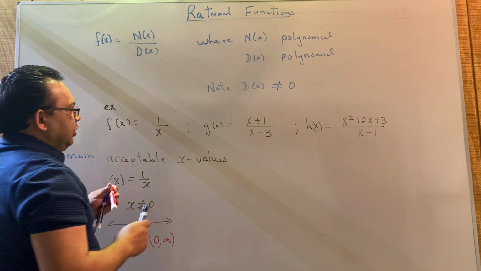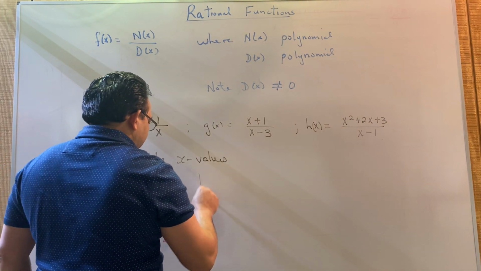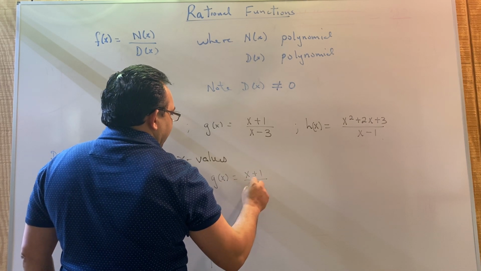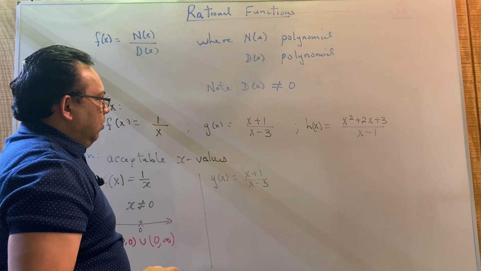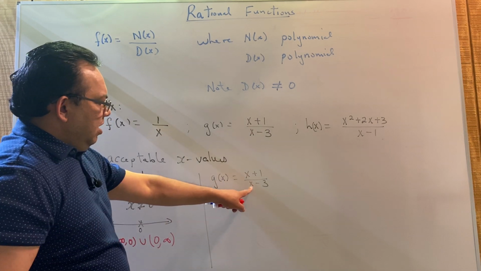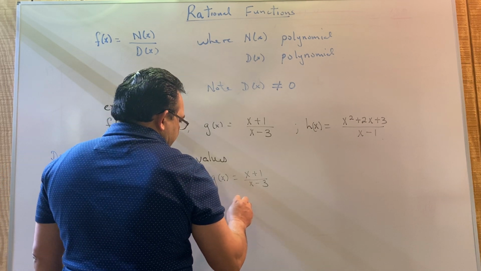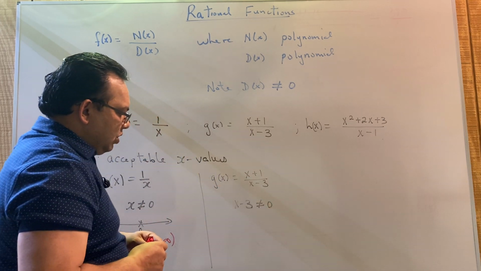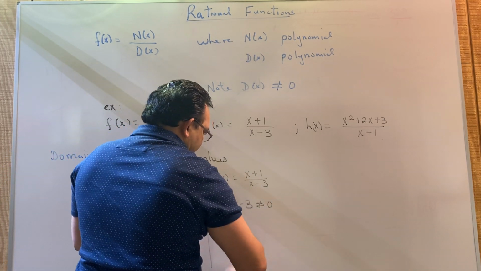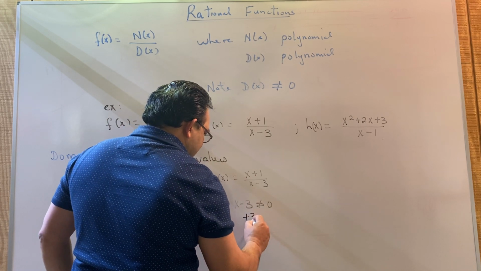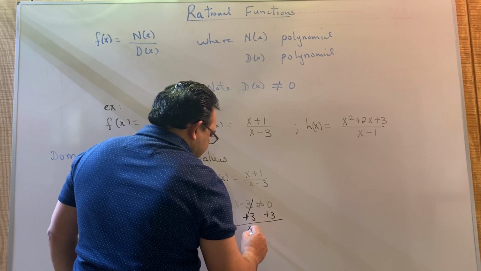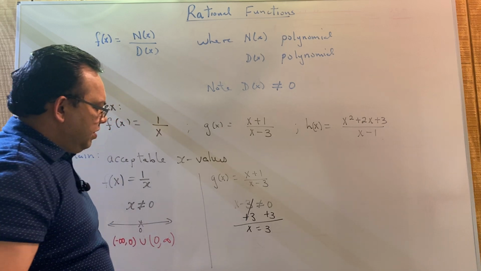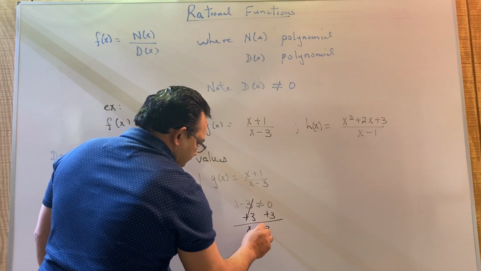Now, if we look at g of x is equal to x plus 1 over x minus 3, one of the things we always do is take the denominator and set it not equal to 0. So x minus 3 cannot be equal to 0. And now we solve for x. We add 3 to both sides, and we get that x cannot be equal to 3. You probably could have seen that, since 3 minus 3 gives 0, x cannot be 3.